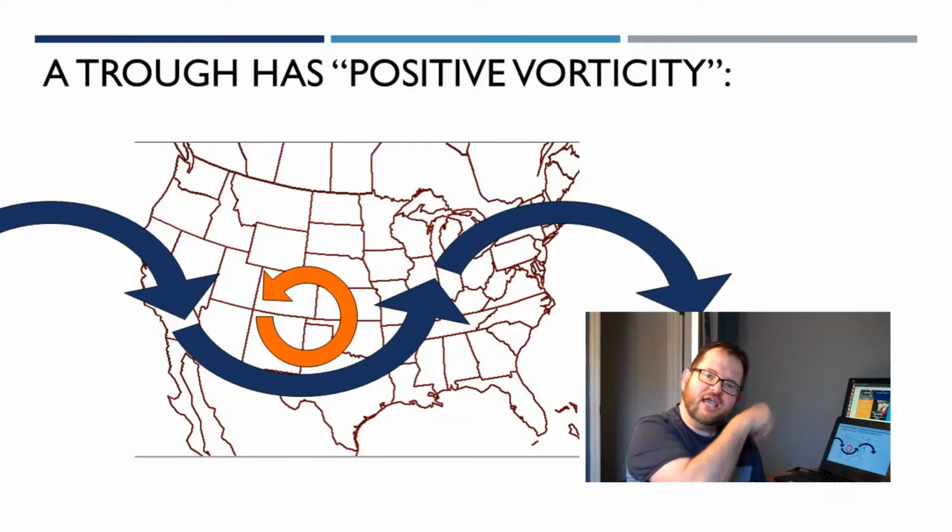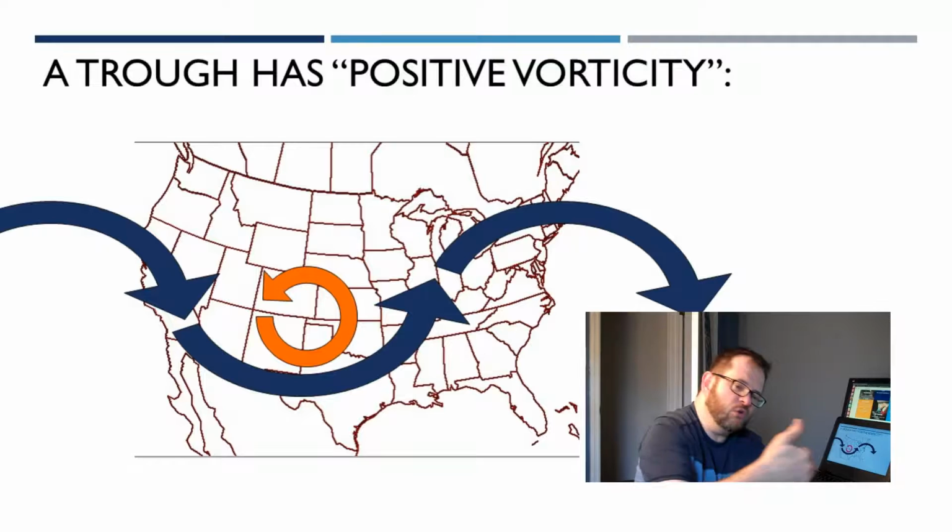Remember, troughs have positive vorticity. The wind, as it passes through a trough, is rotating. It is turning to the left as it goes through it. It is making a cyclonic turn.